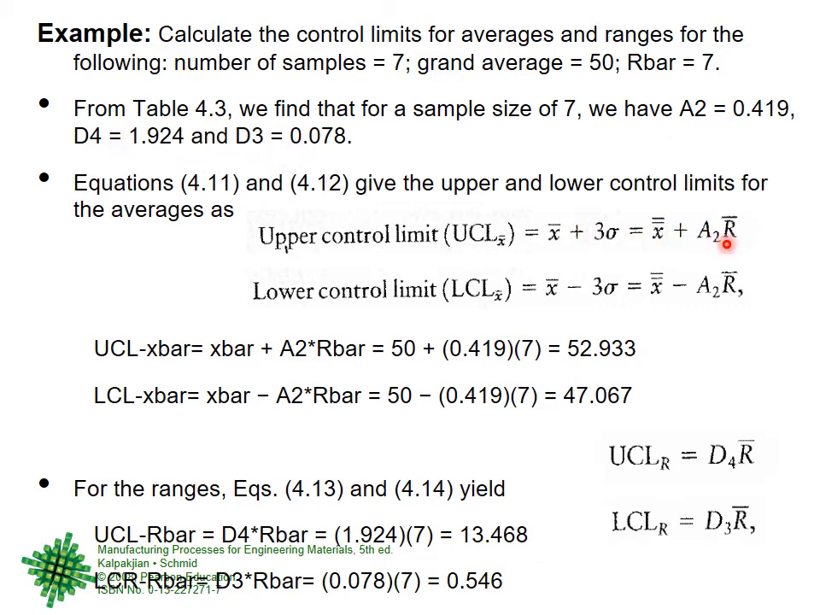So for A2, you put these values, and x double bar is already 50, right? So 50 into this and sample size, and just get the values, and R bar is 7. Similarly, UCL for range and LCL for range use D4 and D3. So just put the values of D4 and D3 and find the numbers, right?